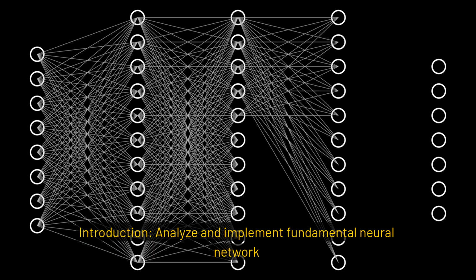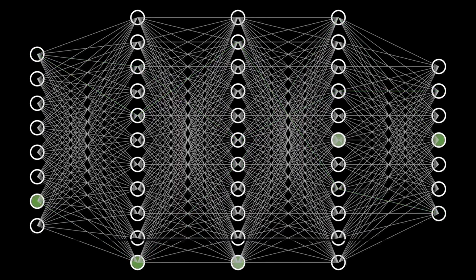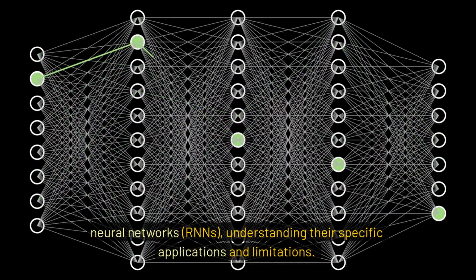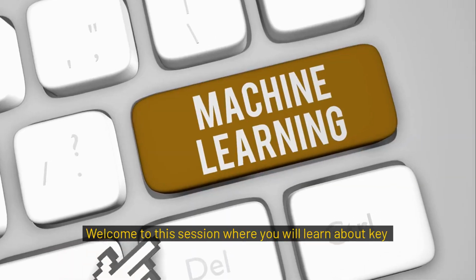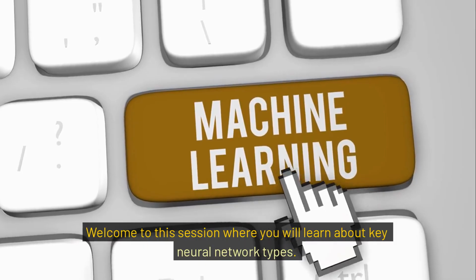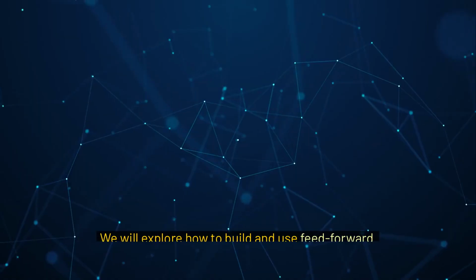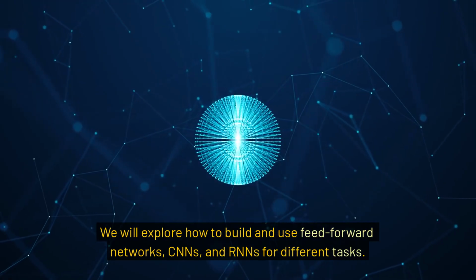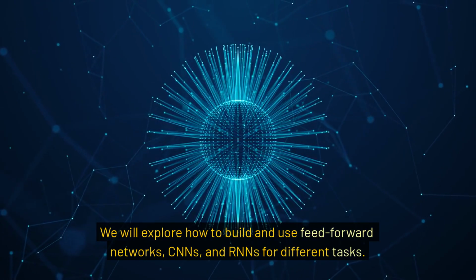Introduction. Analyze and implement fundamental neural network architectures including feed-forward, convolutional (CNNs), and recurrent neural networks (RNNs), understanding their specific applications and limitations. Welcome to this session where you will learn about key neural network types. We will explore how to build and use feed-forward networks, CNNs, and RNNs for different tasks.